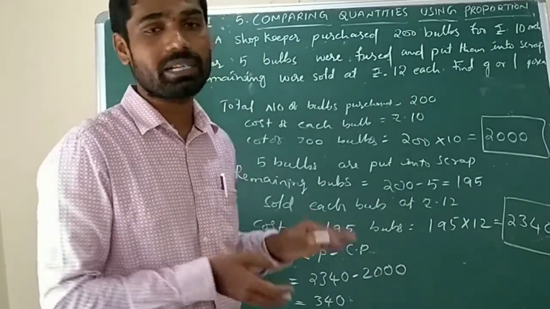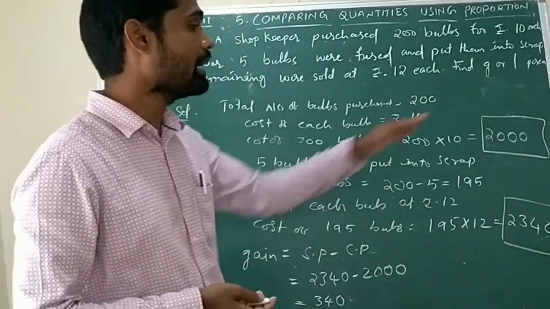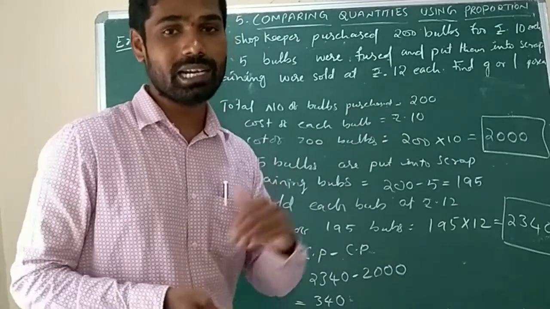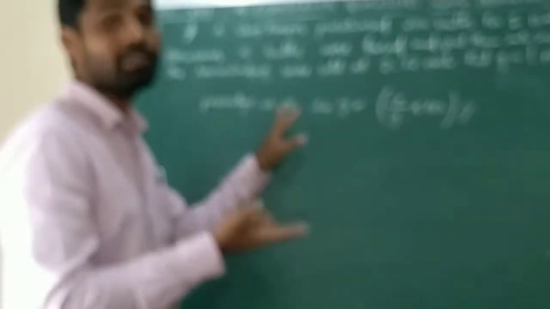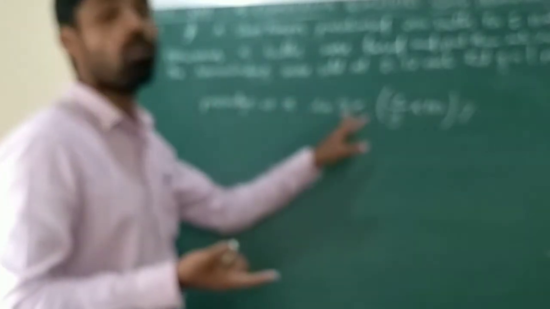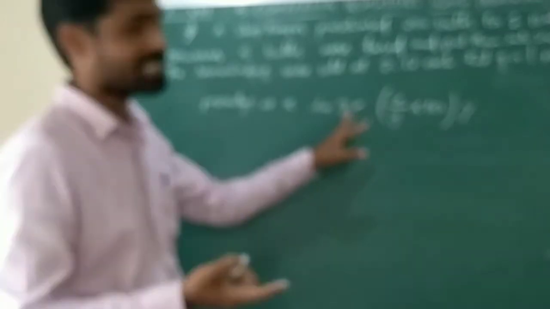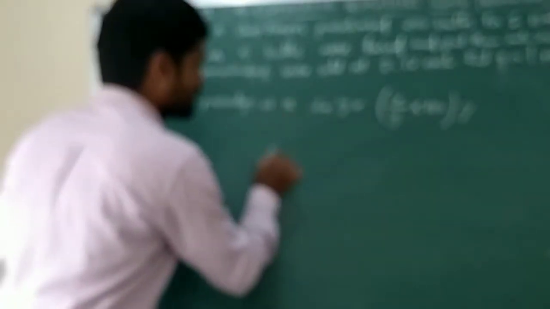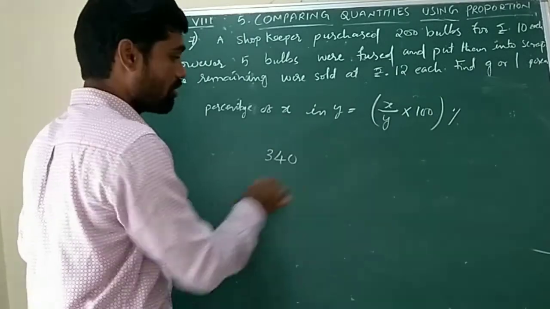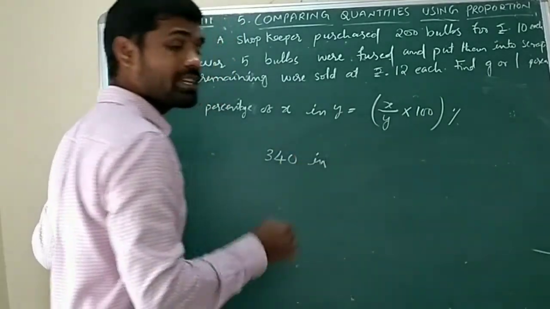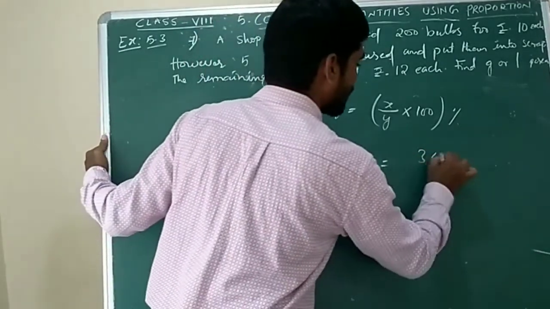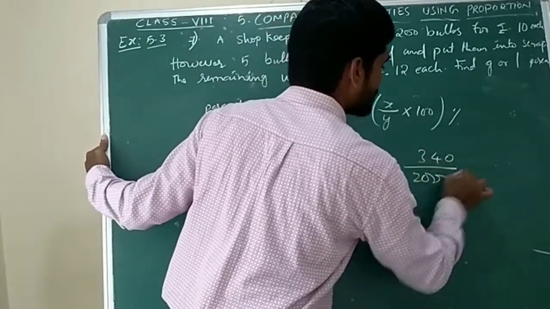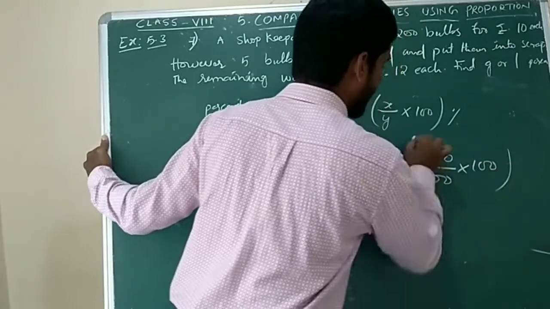So what is the percentage of 340 in 2000 rupees? Let us find the percentage. Here we are finding the percentage of x in y, not the value. So which percentage? 340. Percentage of 340 in what basic value? 2000. Therefore 340 by 2000 into 100.